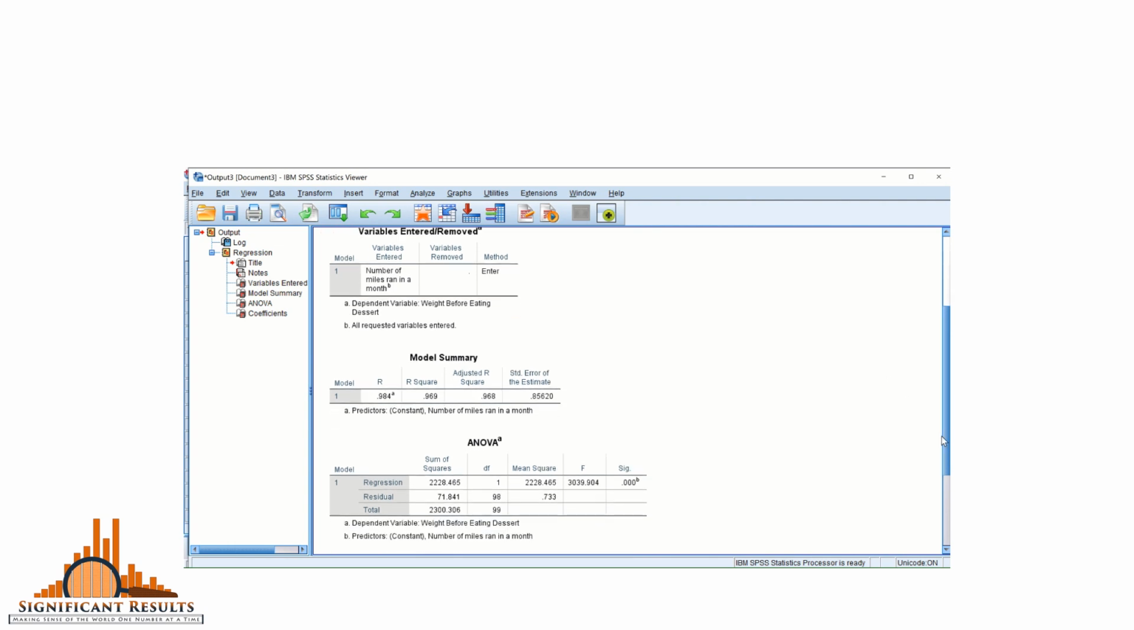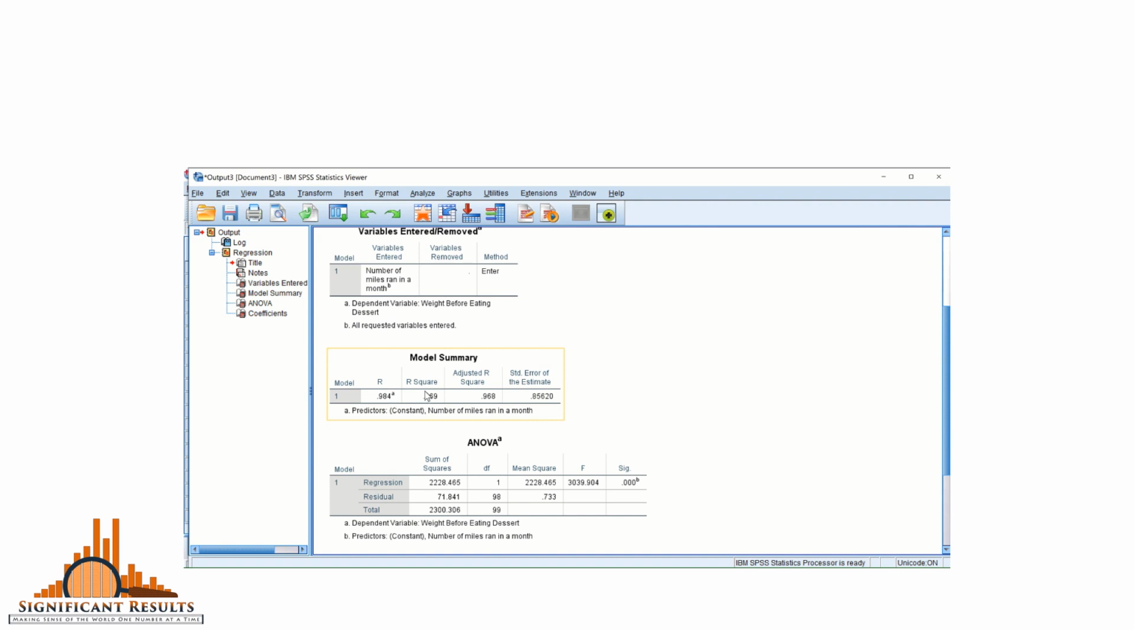So, things to look at. You want to look at your model summary. Your model summary tells you what your R value is and your R square value. Similar to correlation, your R value tells you the strength and direction of the association between the two variables. You can see it's a positive number, so it's a positive relationship, and it's at 0.984, which is a very strong relationship between two variables.